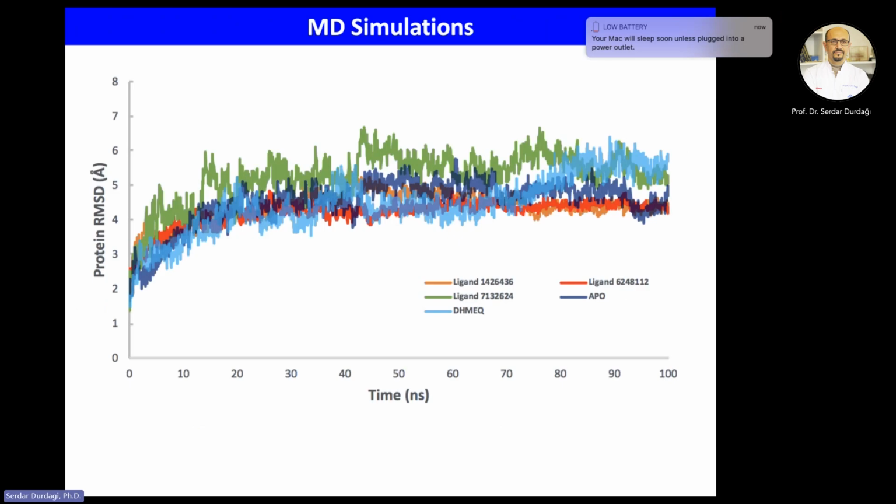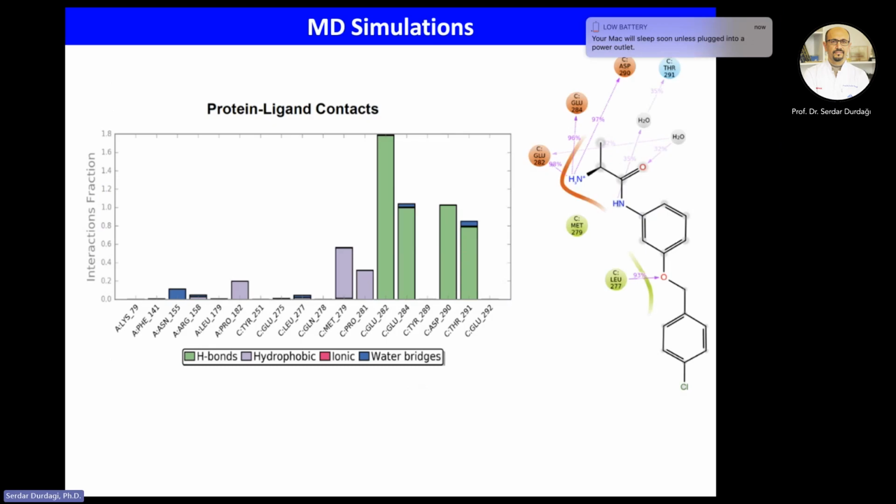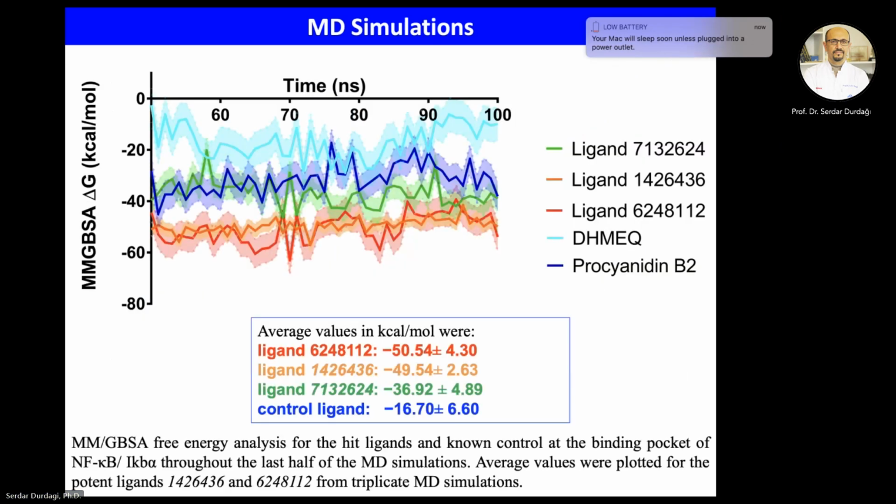Then we used a set of molecules in the longer MD simulations. We checked their protein-ligand contact analysis, and we checked, of course, the GBSA and compared it with the control ligand.